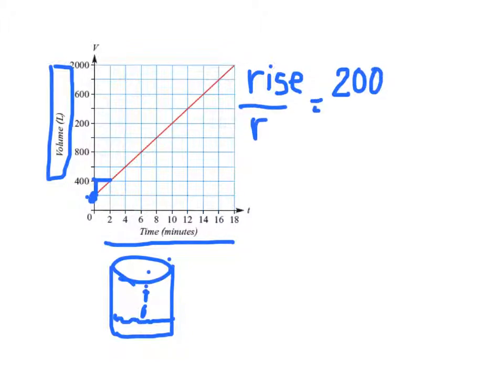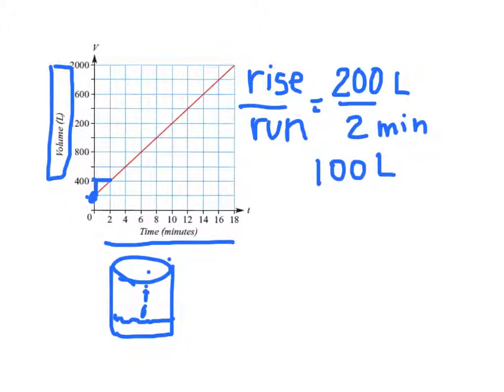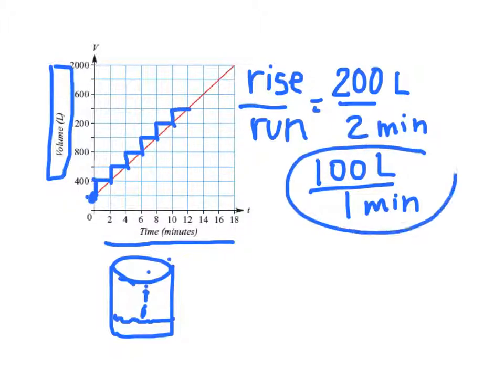And the run, the horizontal change, is 2 minutes. So it looks like 200 liters in 2 minutes, and I can reduce that to 100 liters in 1 minute, or 100 liters per minute. I think that's going to work, because it shows that every two minutes it increases by 200. So yes, that would be a rate of 100 liters per minute. So the slope represents how fast the volume of this tank is being filled.